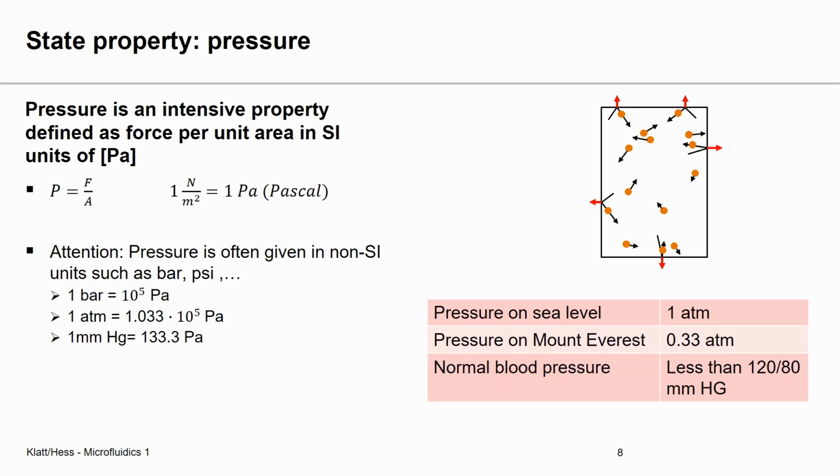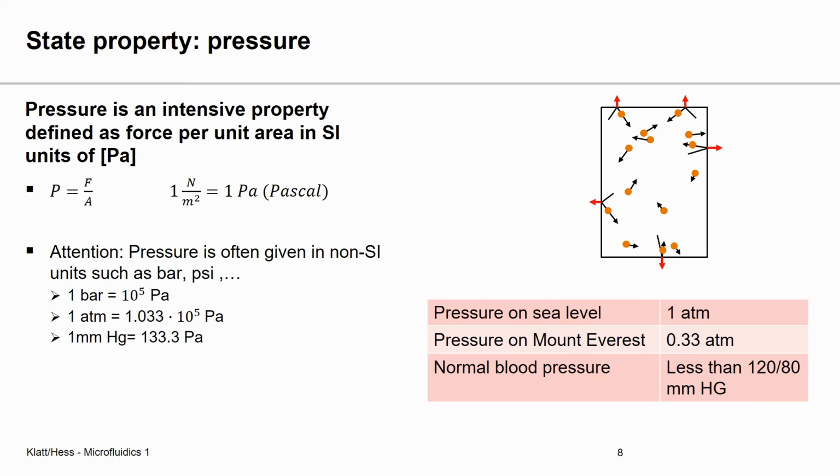And you can imagine pressure if you consider individual atoms or molecules in a box. And this is illustrated right here on the right-hand side. So the orange dots are individual molecules, and each of these molecules has a certain velocity. And from time to time, one of those molecules is going to hit the container wall, as indicated here or here. And when it hits the wall, a force will act on that wall, and the atom or molecule will be deflected.